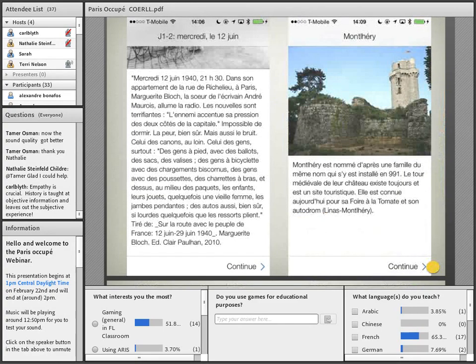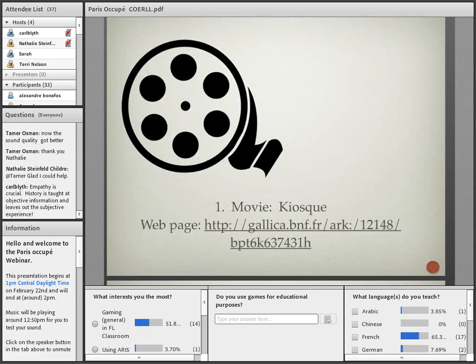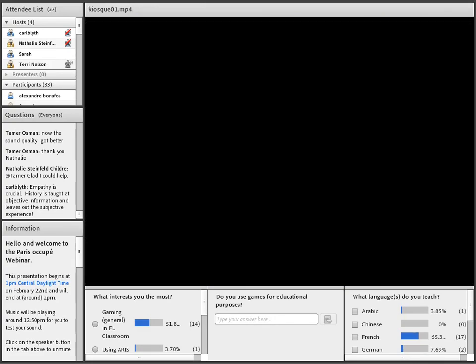Here's some other examples. Every day of the game starts with some kind of information. The first column is an extract from a diary by Marguerite Bloch. And then the second one is just some information about one of the little towns that they go through if they choose to leave Paris. Okay, so here's a little video of what it looks like in the game.